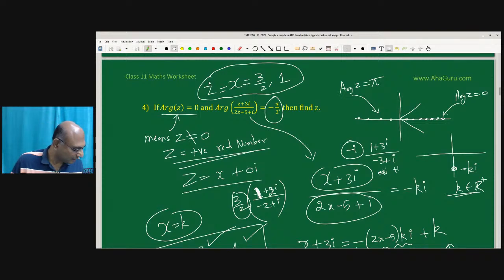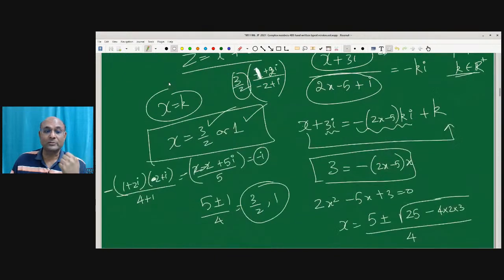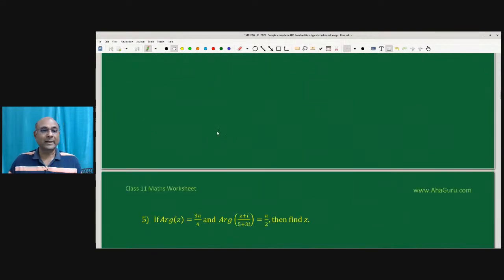Okay. So two values. Remember, x has to be greater than 0. That was important. Both values were greater than 0. Let us go to the next question.